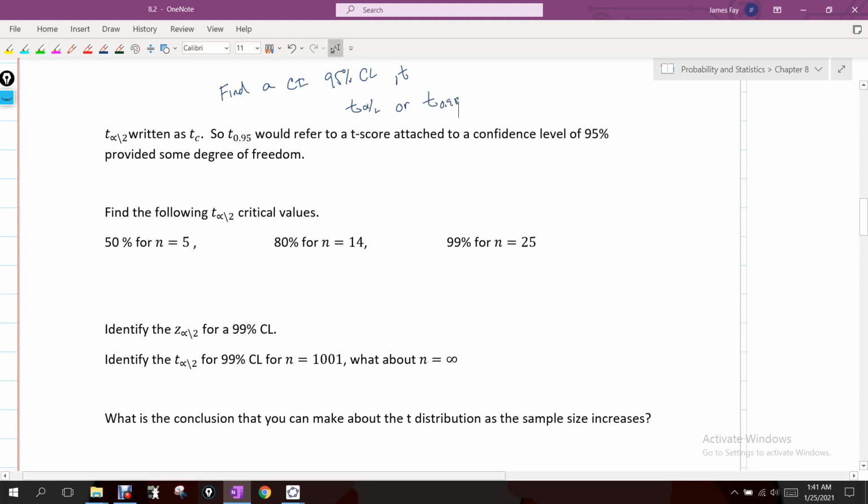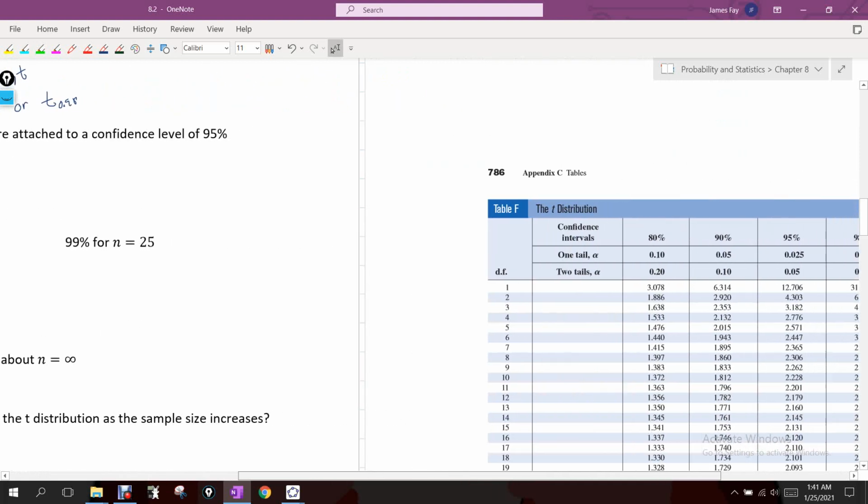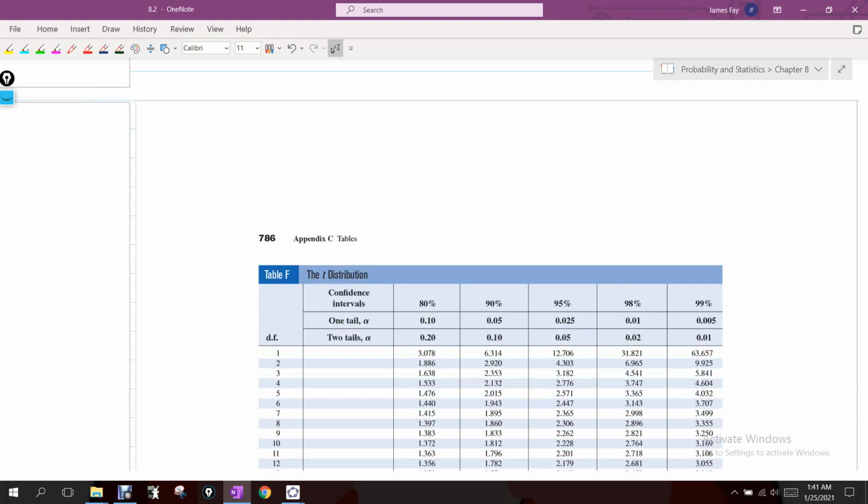But what this means to us, and this is what their table is going to look at. You could do a quick Google search and find different structures of t-distribution tables. You just have to pay attention to how they're written. They're all kind of similar. This is the one that I prefer.